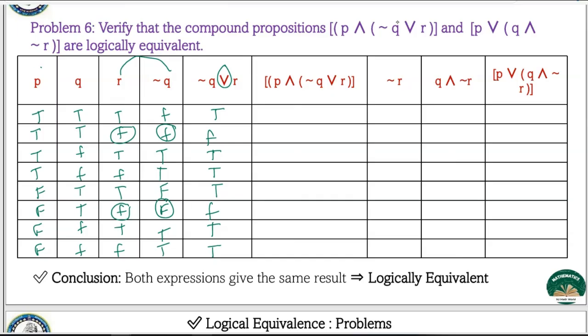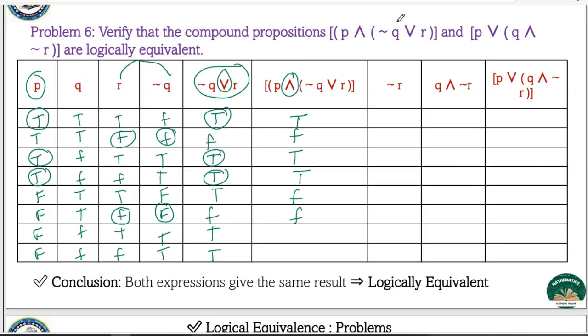Now we'll check for P and the fifth column. We'll check for the and condition, that is T and T. The first one is T and T, it is T. Then the third one is T and T, it is T. Then the fourth is also T and T, it is T. The remaining values are all false.